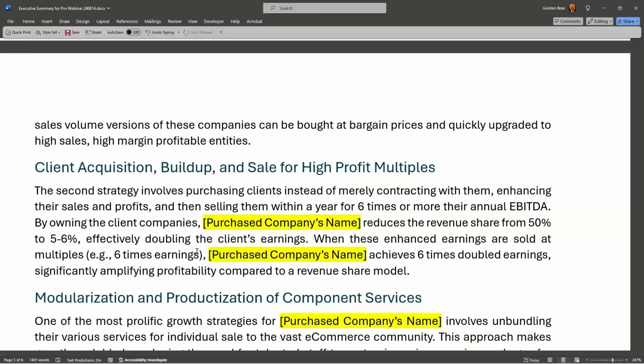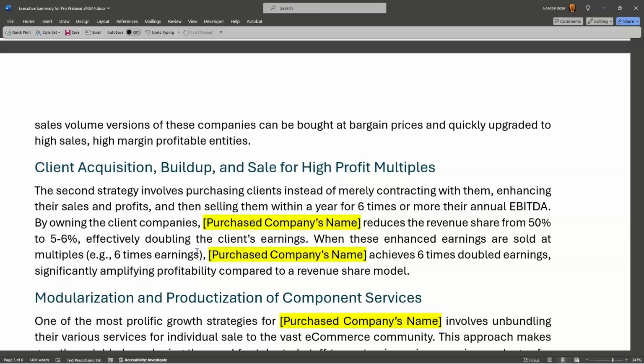So now they have 100%, but it's now times 6 times, significantly amplifying the profitability compared to a revenue share model. At a revenue share model, all they were getting was 50% of the earnings, which is a lot. But now we leave it in the company instead. So we have all the revenue there in that company that we've acquired as a customer of this company. We then double the earnings of that company by now leaving almost all of the earnings in that company, and then we sell that within a year for 6 times earnings.